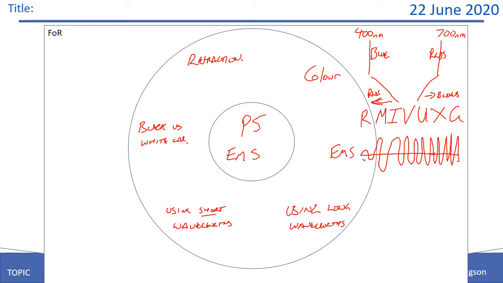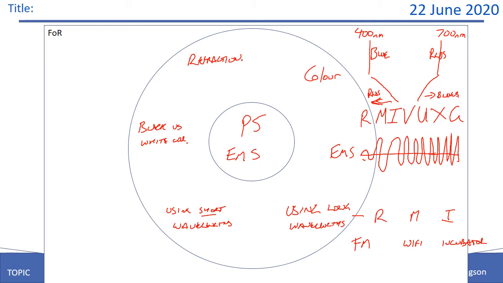Right, let's use some of these long wavelengths. So we're really talking about R, M, and I for long wavelengths. Radio, we've already had FM. We've had Wi-Fi for microwaves. Infrared, we've had incubator. Okay, you do need to know examples.